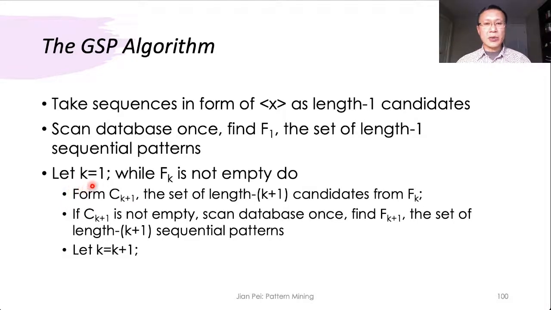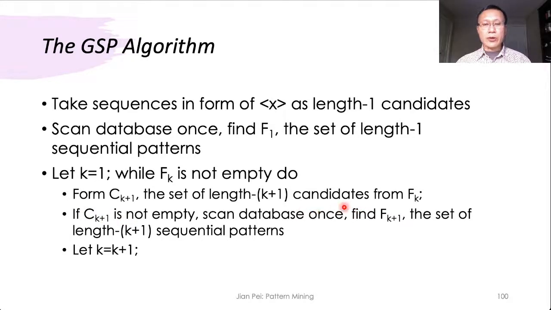Then, if Fk is not empty, and because K equals 1 at the very beginning, we look at F1, which is the set of length 1 sequential patterns. We form Ck plus 1 using the self-join of Fk. Ck plus 1 is the set of length K plus 1 candidates from this Fk. And if this candidate set is not empty, we scan the database once to collect the support count for every candidate in Ck plus 1.